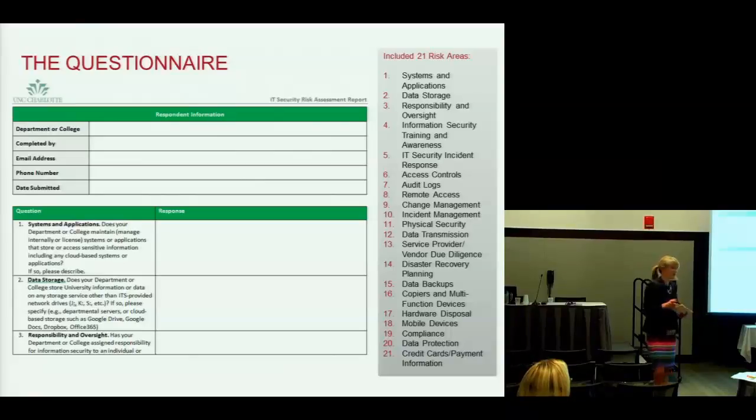And I guess at this point, I'd like to ask you all what some of the risk areas that you're finding to be of most concern at your institution.